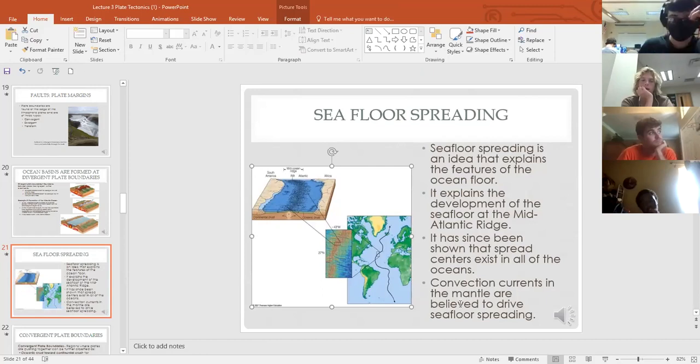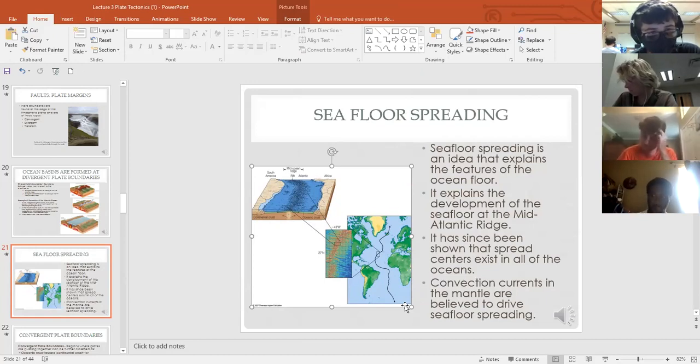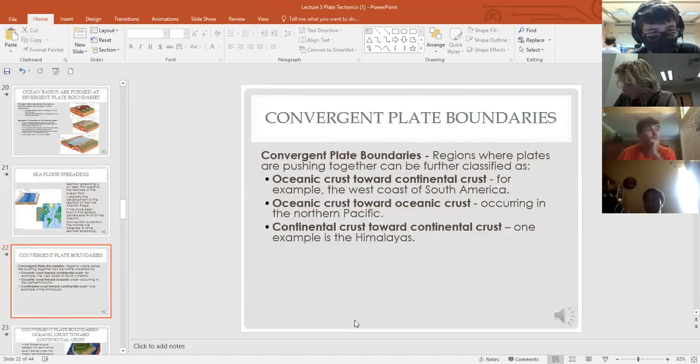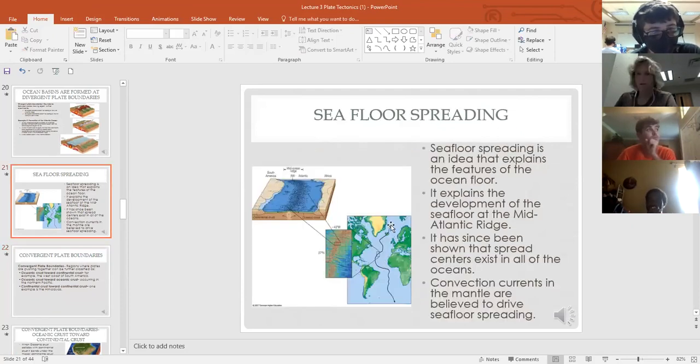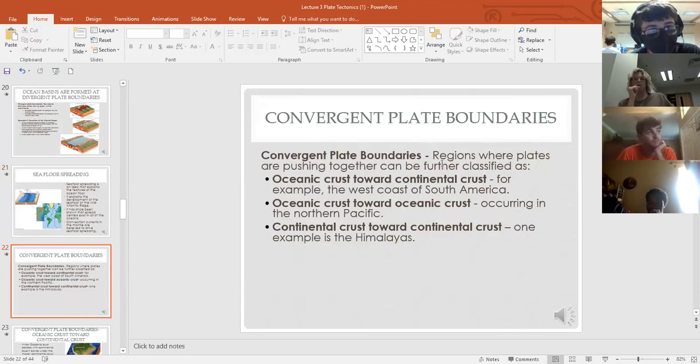What powers these? Scientists believe it's convection currents in the mantle. Remember, convection is the form of energy transfer in a fluid where hot fluid rises, cools, and sinks. So you get these currents in the mantle moving these plates around. So there are different types of convergent boundaries; convergent means to collide. Okay, so divergent, we're done. Convergent collides, plates push together.